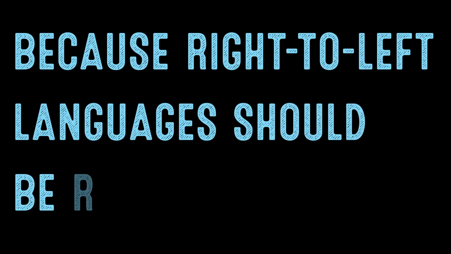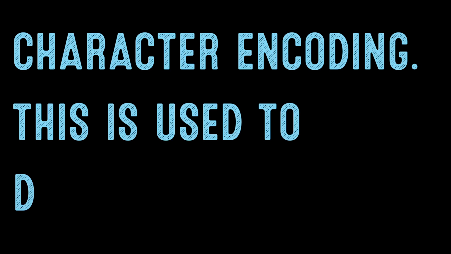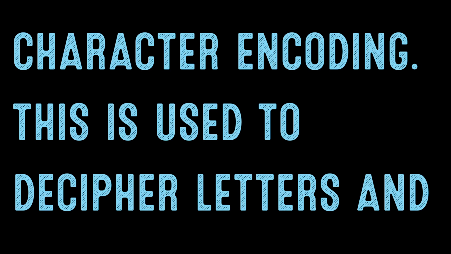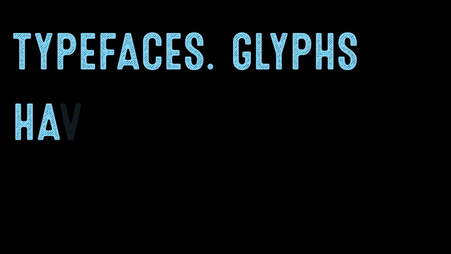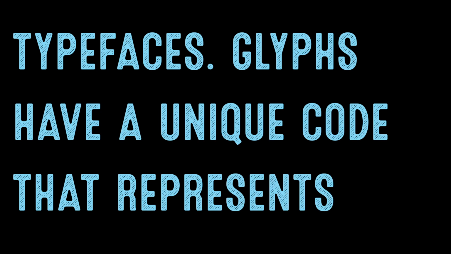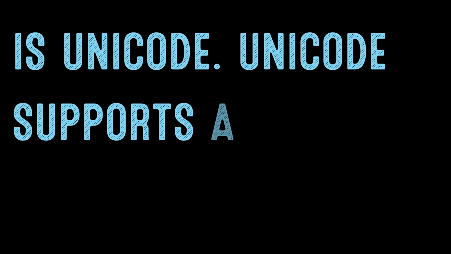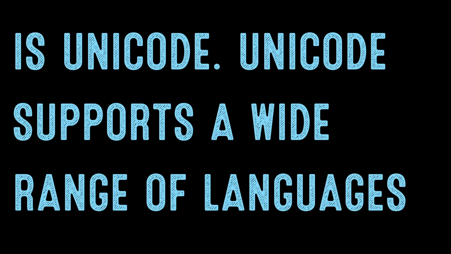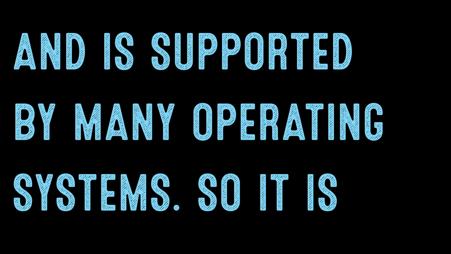Because right to left languages should be right aligned, you may also need to change the layout of your page to fit the new direction of text. Another issue to consider is character encoding. This is used to decipher letters and symbols. You may understand these as glyphs as part of typefaces. Glyphs have a unique code that represents the character. A popular type of character encoding is Unicode. Unicode supports a wide range of languages and is supported by many operating systems, so it is ideal for use in multilingual websites.